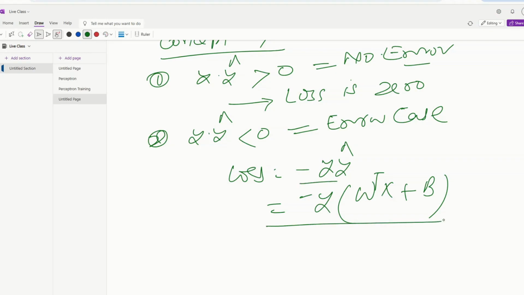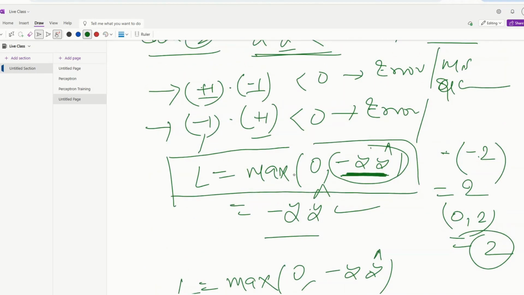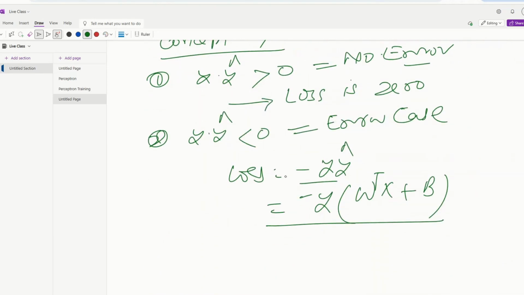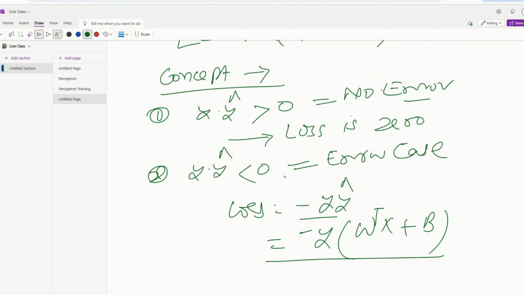This is the loss function. Okay, so I hope now you're able to understand how to interpret this heavy, or confusing, function in two ways. If there is no error, we don't have to calculate loss. And if there's a loss, there's a misclassification, the point is misclassified, then we need to find the loss.